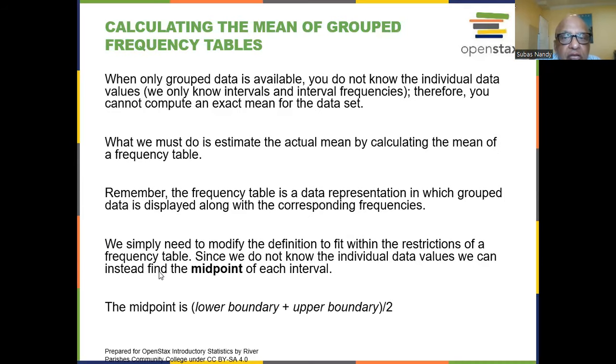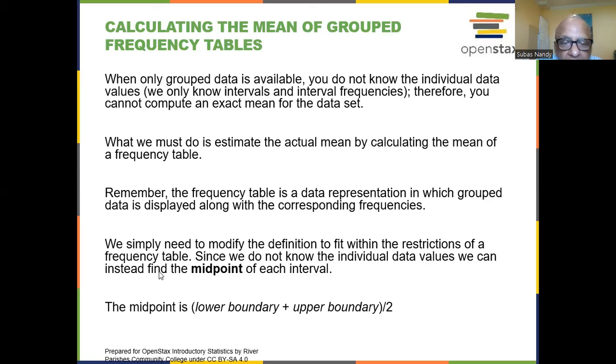When only grouped data is available, how do you know the individual data values? We only know the intervals and the interval frequencies. Therefore, you cannot compute an exact mean for the data set. What we must do is estimate the actual mean by calculating the mean of a frequency table. Remember, the frequency table is a data representation in which grouped data is displayed along with the corresponding frequencies.